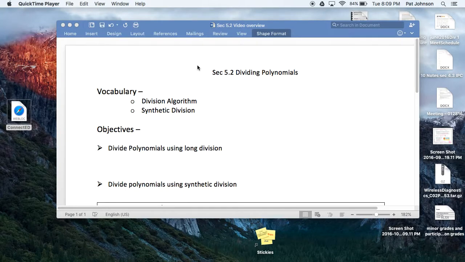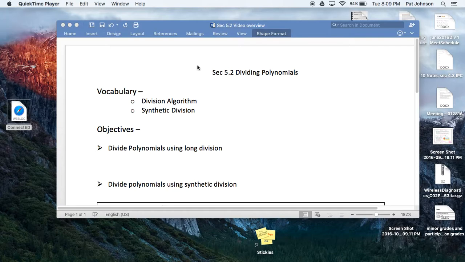Okay, this is section 5.2, dividing polynomials. And in our textbook, we will be on page 311. So our objectives are going to be to divide polynomials using long division, and we're going to learn to divide polynomials using synthetic division. The vocabulary in this chapter is going to be division algorithm and synthetic division. So let's just dive right into it.